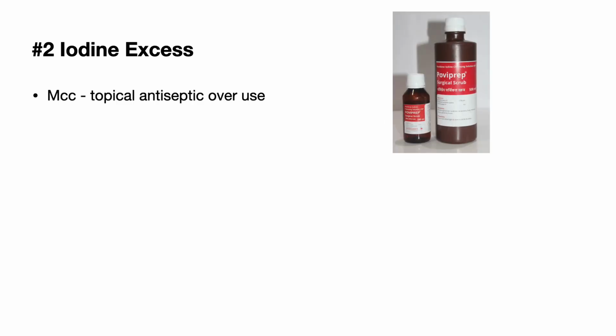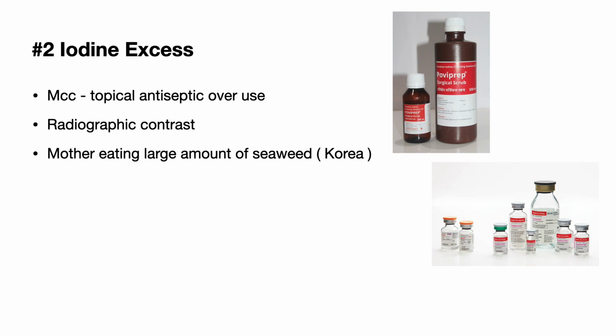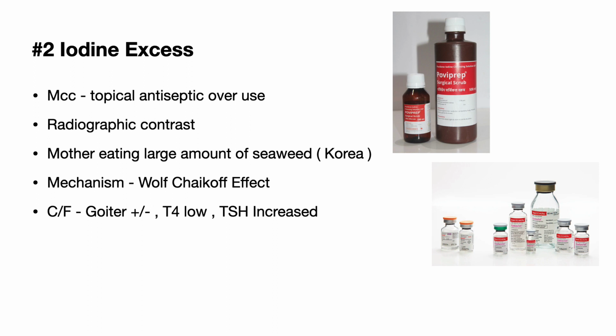Second cause may be iodine excess. The iodine excess is the most common cause, being topical antiseptic overuse, radiographic contrast, or the mother eating large amounts of seaweed, like in Korea. The mechanism behind this is explained by the Wolff-Chaikoff effect. The clinical features include goiter, which may be present or absent, T4 which is low, TSH which is increased, and the USG shows the normal position but an enlarged gland.